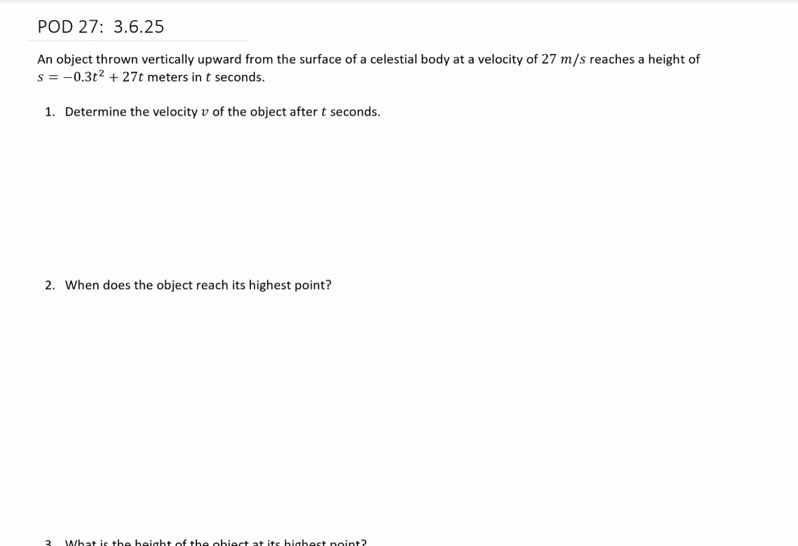There are several parts to this problem, so let's get started. We are given a position function, and we're asked to find the velocity of the object. So we need to remember that the velocity is the derivative of the position function. So to find our velocity, we just need to take a first derivative of the above function.